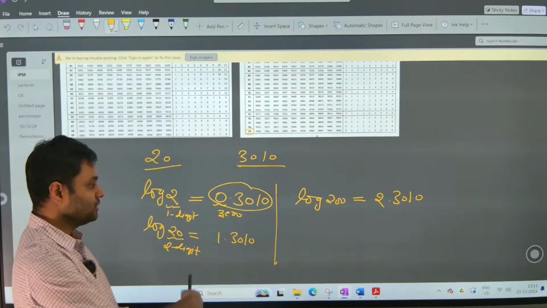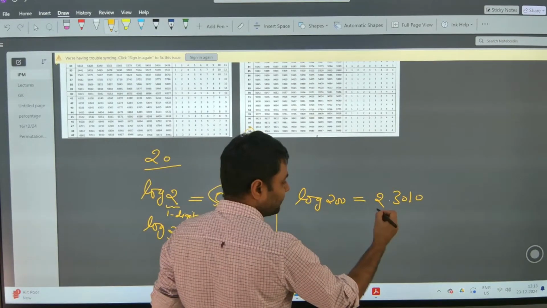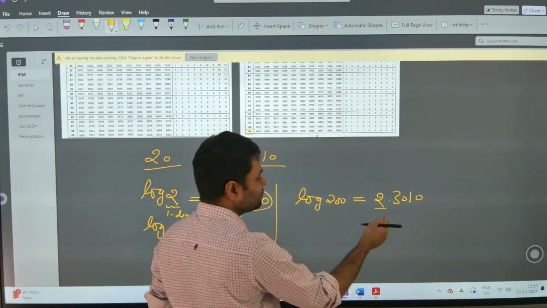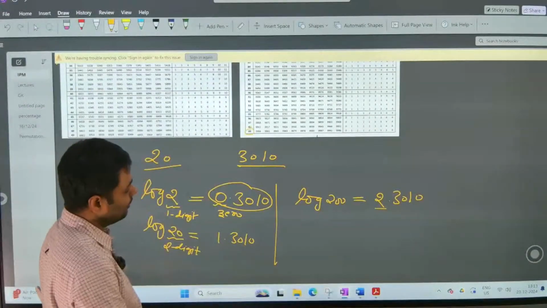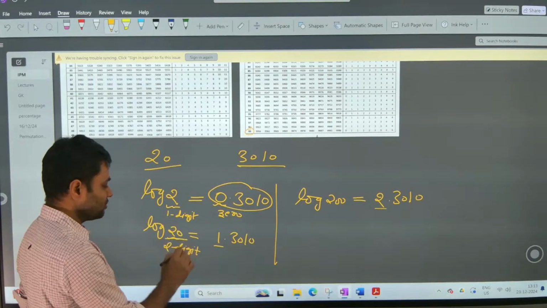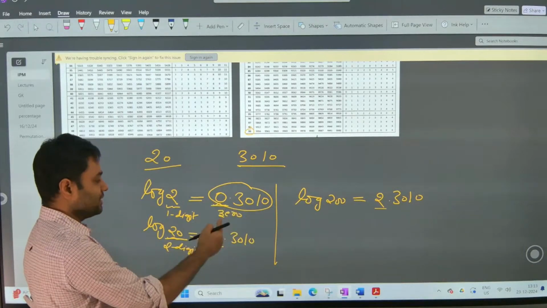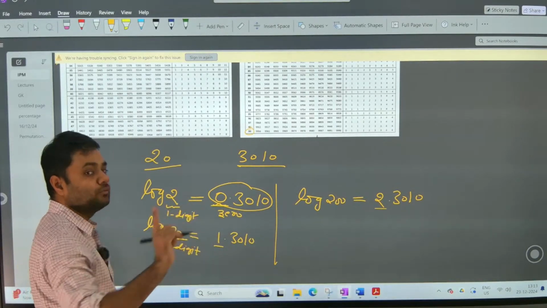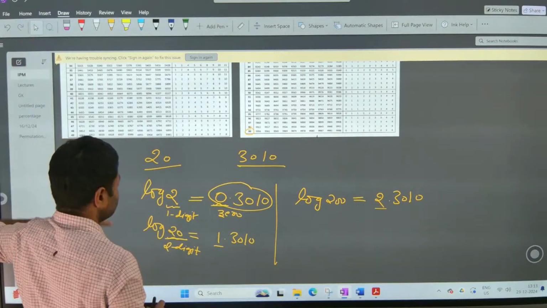So if we go the other way around, if there is a log value in which 2 is written here, that means how many digits will that number have? 3 digits, right? If there is a log value in which 1 is here, that means how many digits will that number have? 2 digits. Similarly, if a number has 0 here before decimal, then the number would be of 1 digit. So that is the rule. We can take some other examples.